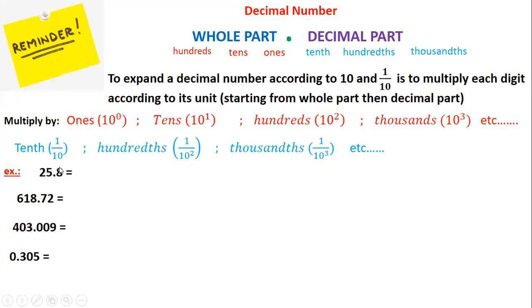Now, I move to the decimal part. In the decimal part, the first digit is 8. What is the unit of 8? 8 is tenth. So I write 8 over 10. So this is how we expand the first number.